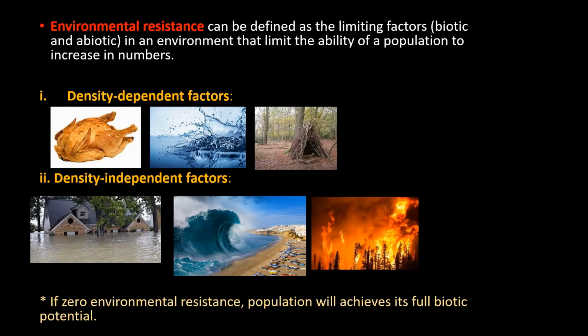So there are two limiting factors: density-dependent factors and density-independent factors. Example of density-dependent factors is food, water, and shelter. Example of density-independent factors is flood, tsunami, and forest fire. So, if there is zero environmental resistance, a population will achieve its full biotic potential.